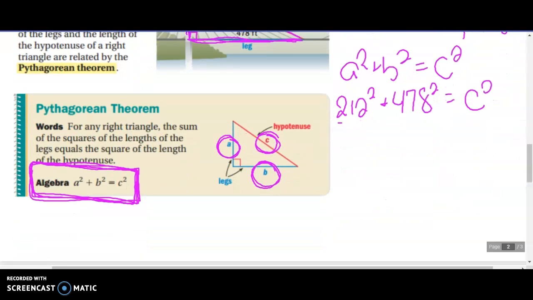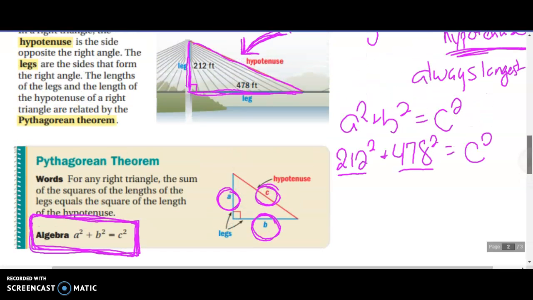Now you're going to do 212 squared and 478 squared. So 221, wait, did I do this wrong? 212 squared, let me make sure. Oh yeah, I did it all wrong. I had all of these notes done so that I could just write it without using my calculator, but I used 221 by accident.